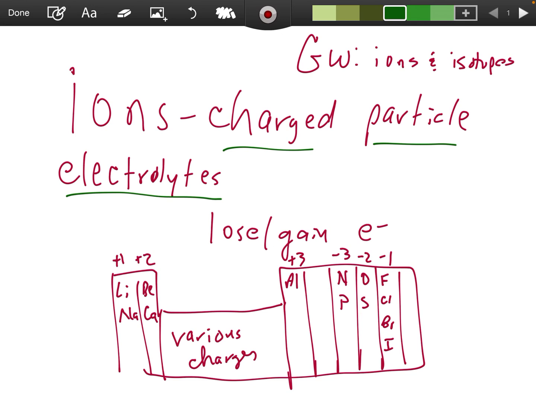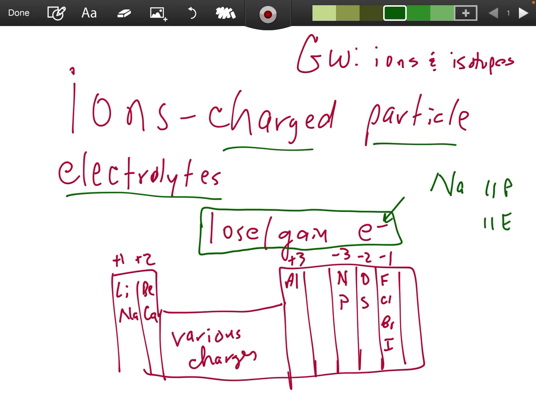So how does an atom become an ion? It loses or gains electrons. Electrons are negative. Atoms lose or gain electrons. The number on the periodic table, the whole number for sodium is 11. If sodium has 11 protons and 11 electrons, that's an atom. If it loses or gains electrons, it will have a charge.